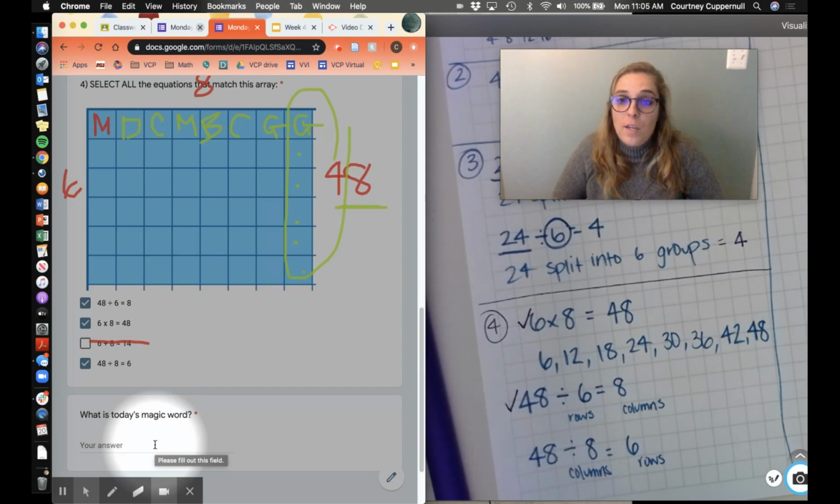Tomorrow, we're going to see how we can be using this strategy to help us find unknown factors, which means maybe we have the total and we have one of the factors, but we don't have that missing one because that seemed to trip us up on our quiz.